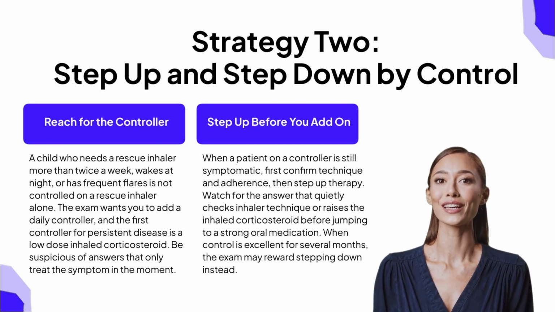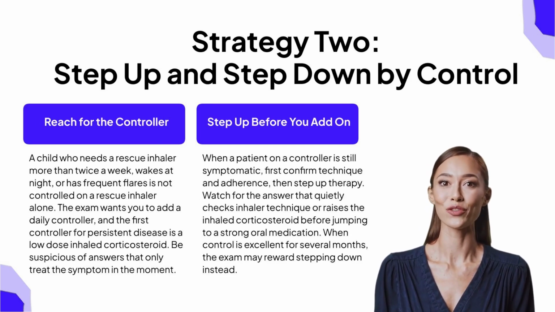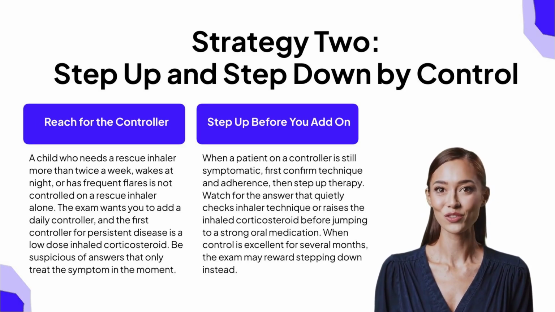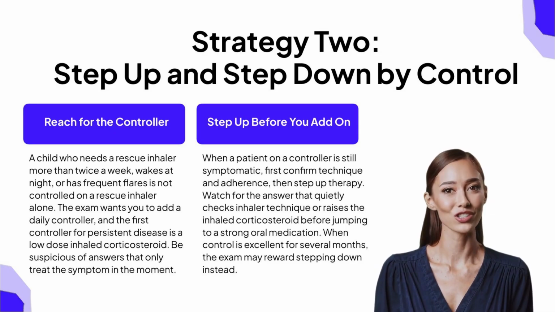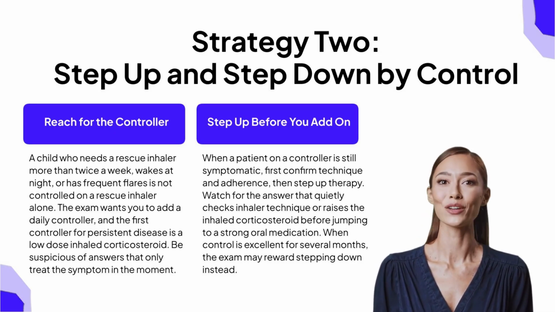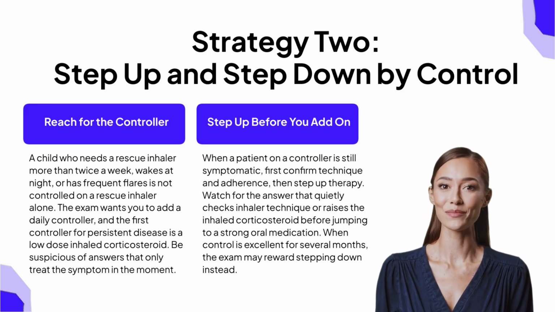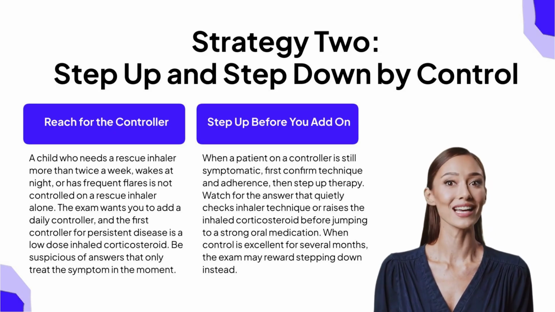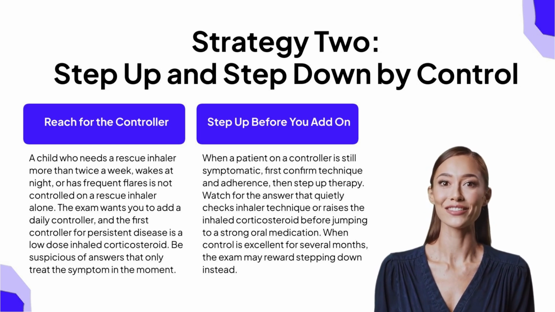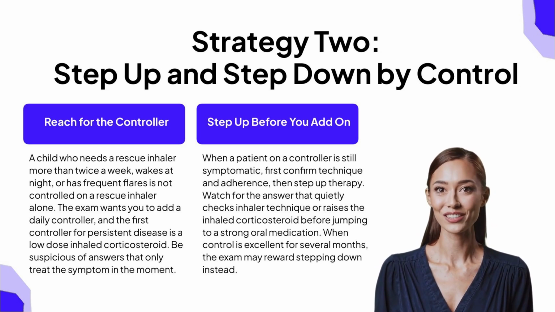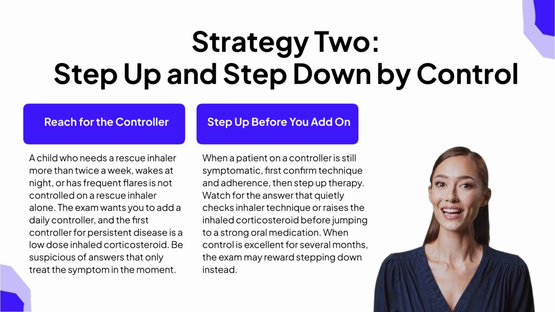When a child needs the rescue inhaler more than twice a week, wakes at night, or keeps having flares, that child is not controlled on quick relief alone. The exam wants you to add a daily controller, and the preferred first controller for persistent asthma is a low-dose inhaled corticosteroid. Watch out for answers that only treat the symptom in the moment. Now, if a patient is already on a controller and still symptomatic, do not jump straight to a powerful oral medication. First confirm that the inhaler technique is correct and that the family is actually using it, then step up the dose. And when a child has been very well controlled for several months, the exam may reward stepping down therapy instead of leaving them overtreated.